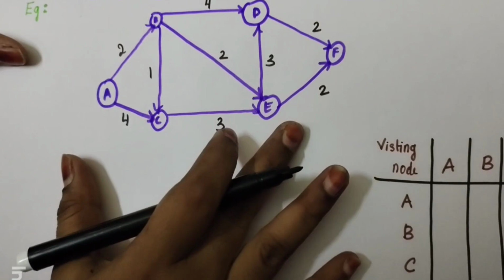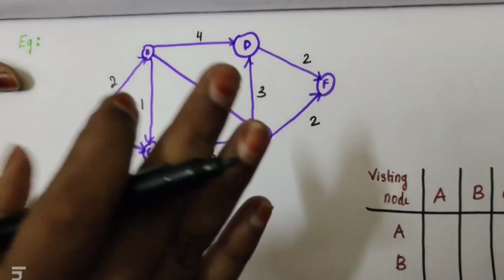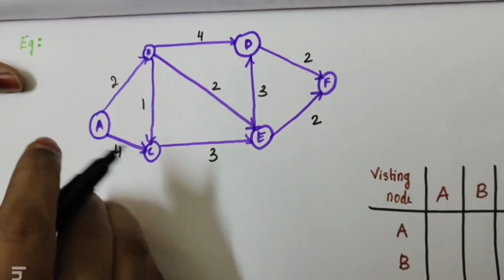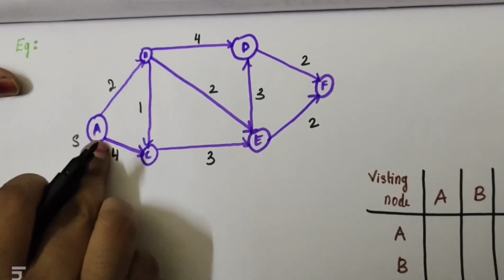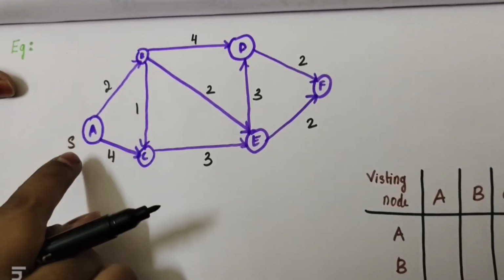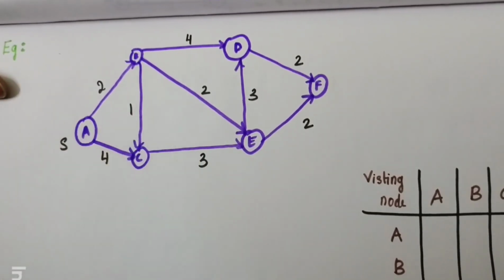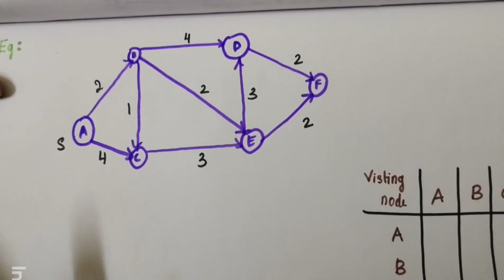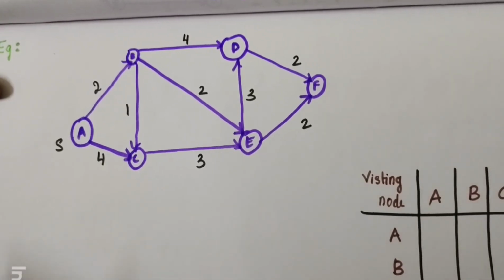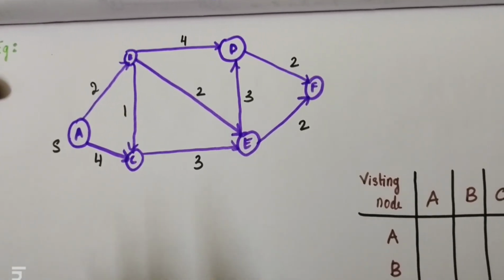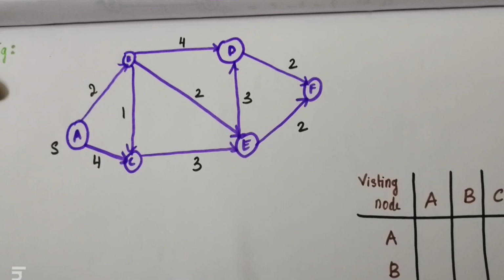So consider this example where I have taken a directed and weighted graph, and I consider A to be the starting node, and I consider it to be a single source of this. In previous topics we have seen Prim's and Kruskal's algorithm.